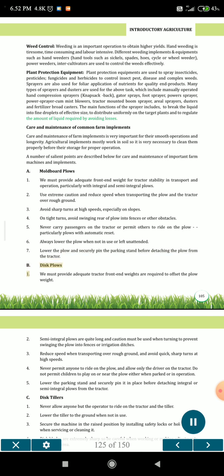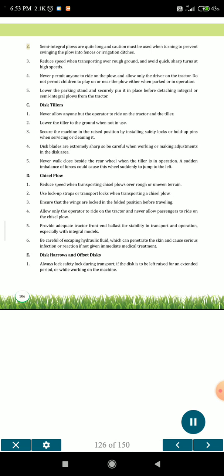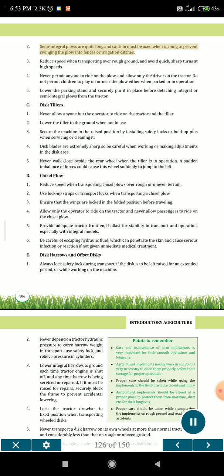B. Disc plows. 1. We must provide adequate tractor front-end weights to offset the plow weight. 2. Semi-integral plows are quite long and caution must be used when turning to prevent swinging the plow into fences or irrigation ditches. 3. Reduce speed when transporting over rough ground and avoid quick, sharp turns at high speeds.